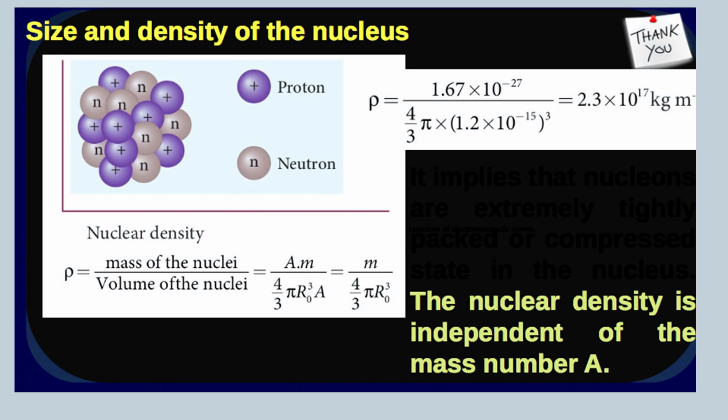So, let us discuss the size and the density of the nucleus. In general, we consider the nucleus as spherical in shape, and all these protons and neutrons are homogeneously distributed in the nucleus of this spherical shape. So, we can calculate the density of this nucleus. First we have to calculate the mass of the nucleus. The mass of the nucleus will obviously be the mass of protons and the mass of neutrons. So, how will we calculate that?